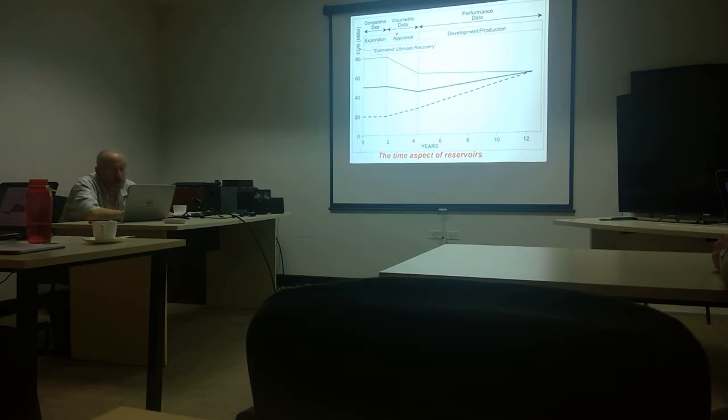Now, as you go through the appraisal phase, you reduce the uncertainty. So now your uncertainty is somewhere between maybe 25 and 65 million barrels of oil after you've gotten enough data to do a pretty good reservoir characterization.